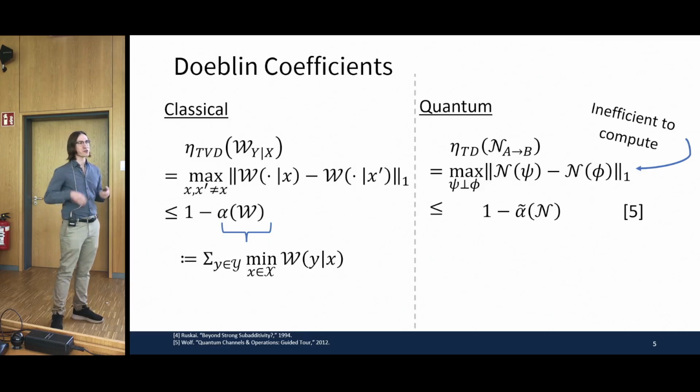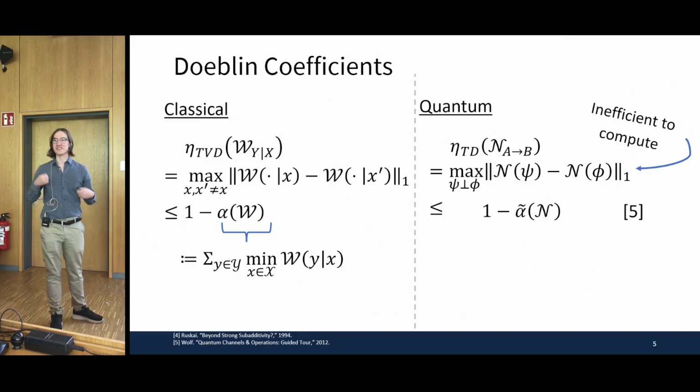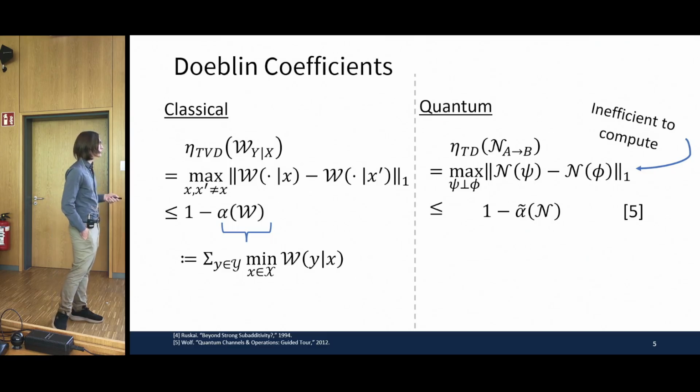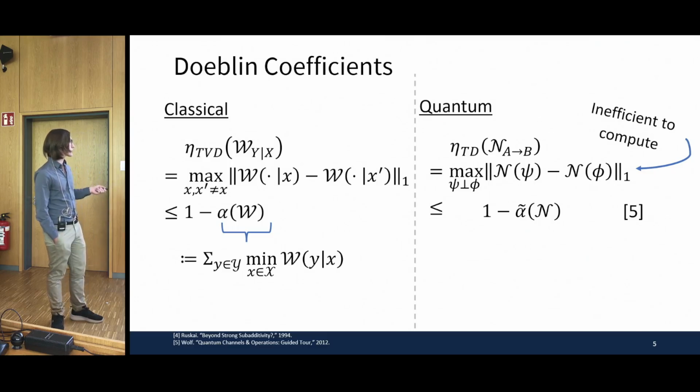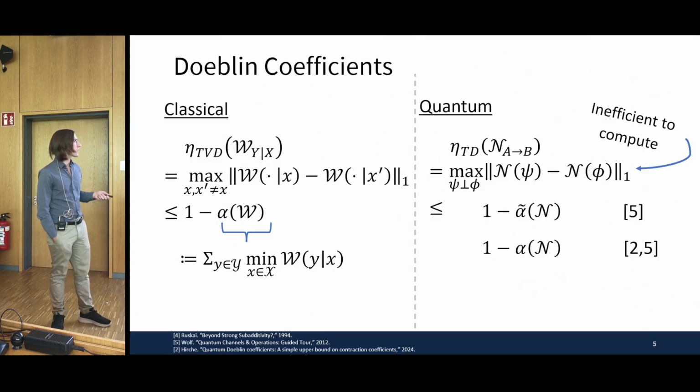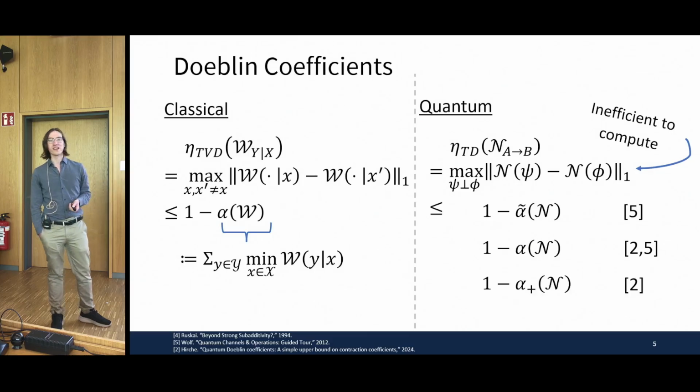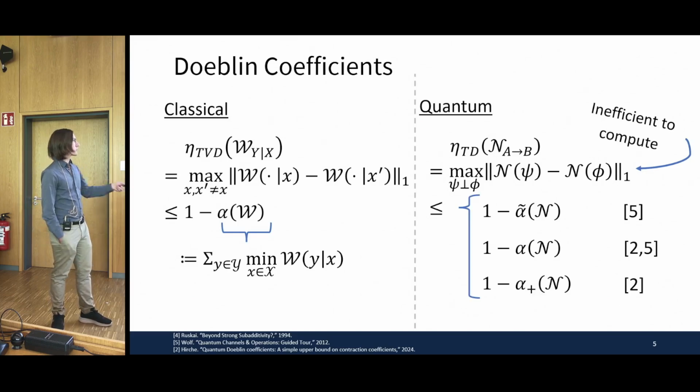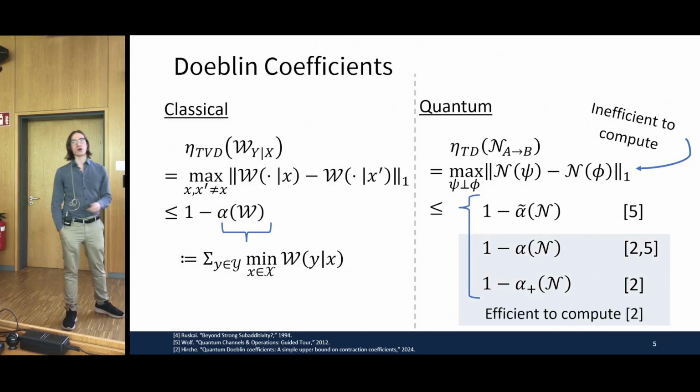But here, in the standard way that quantum stuff works, there is a whole set of Doeblin coefficients. We don't just have one, in the same way that we see this in divergences and entropies. There's the first one that was introduced by Wolf about a decade ago. Then there's another one that Christoph and Wolf considered. And then there's a third one that Christoph introduced. So we've got 3 quantum Doeblin coefficients already. The important thing is that Christoph showed that 2 of them are efficient to compute.